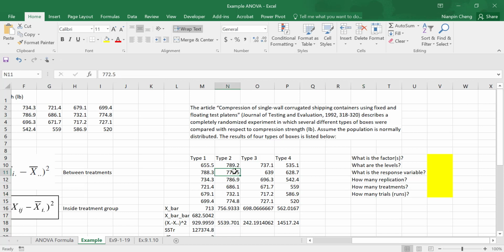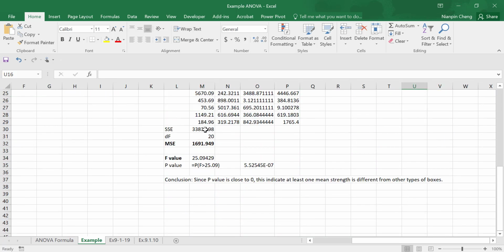For example, you first try type 2, and then you try type 3, and then type 4, and then type 1. This randomization will get rid of all the other possible noise from the operator, from the time of the day, since it's randomized. So we can hopefully cancel out all these variations from other possible factors. Okay, so you need to finish this part and also complete this one.